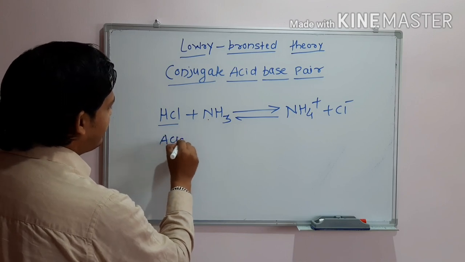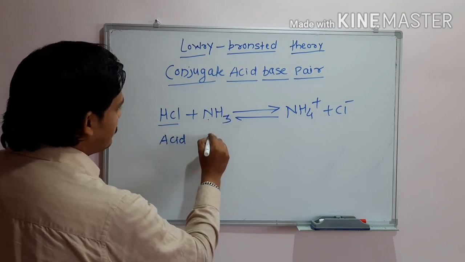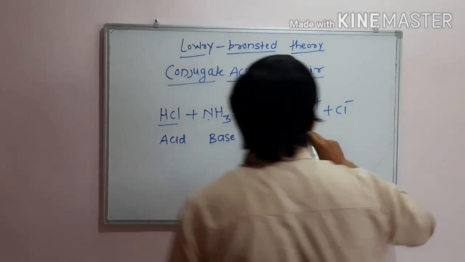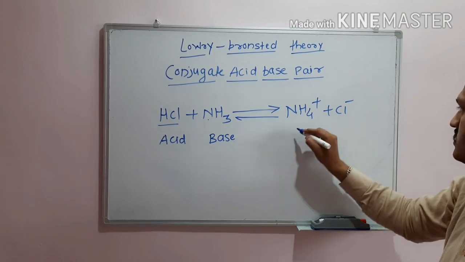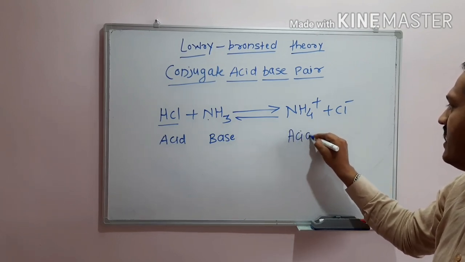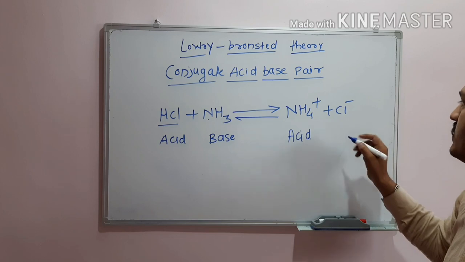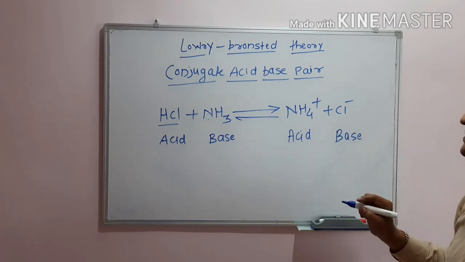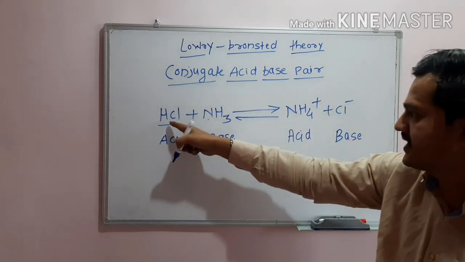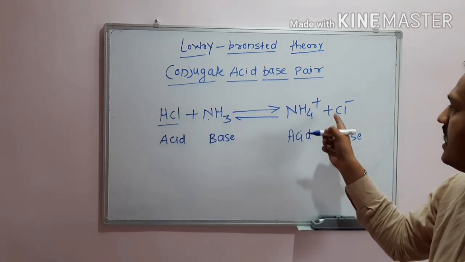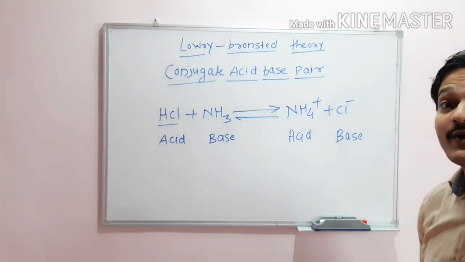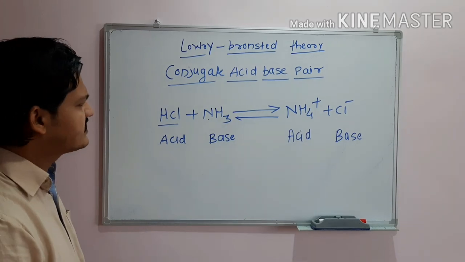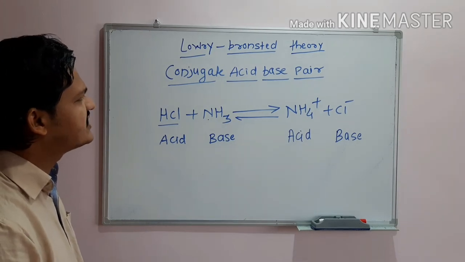HCl acts as acid. Ammonia accepts the proton, so ammonia acts as base. So in the reverse reaction, NH4+ donates a proton, so it acts as acid, and Cl- accepts the proton, so it acts as base. Because Cl- took it, the product is HCl; because NH4+ gave it, the product is ammonia. Look at the backward reaction. Okay, so now let us see conjugate acid base pair.